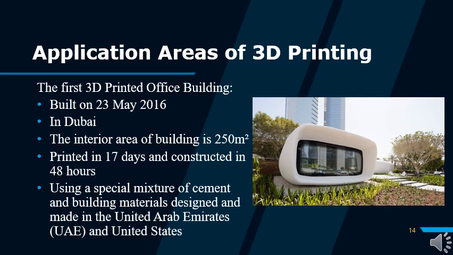This 3D printed office building is built in Dubai. It only took 17 days to print and was installed on site in 2 days, which is significantly faster compared to the traditional construction method. The entire cost of the project was only $114,000. It was constructed using a special mixture of cement and building materials decided and made in the UAE and US. It was given an R-shape for safety purposes and to ensure stability.